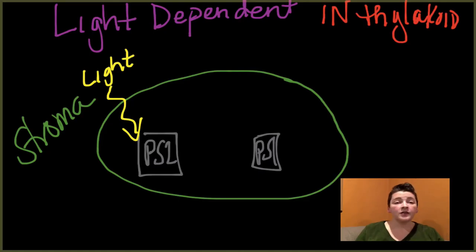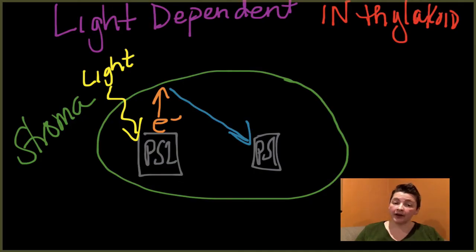The electrons on the chlorophyll, on those long tails of the chlorophyll, get excited, and they raise in energy, and they're going to bounce down an electron transport chain. Very similar to that of cellular respiration, these electrons are going to bounce down the electron transport chain.